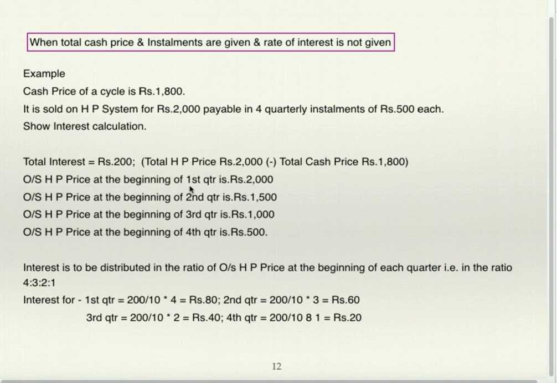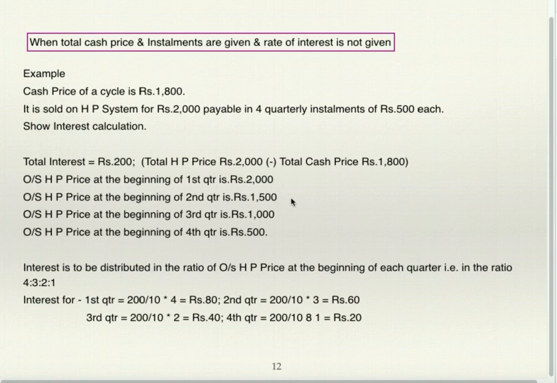Outstanding hire purchase price at the beginning of first quarter is 2,000. At the end of first quarter, after paying 500 installment, outstanding hire purchase price at the beginning of second quarter is 1,500. Then after paying second installment, outstanding hire purchase price at the beginning of third quarter is 1,000. Outstanding hire purchase price at the beginning of fourth quarter is 500. Interest is to be distributed in the ratio of outstanding hire purchase price at the beginning of each quarter. That is, this is the ratio. 4 is to 3 is to 2 is to 1.